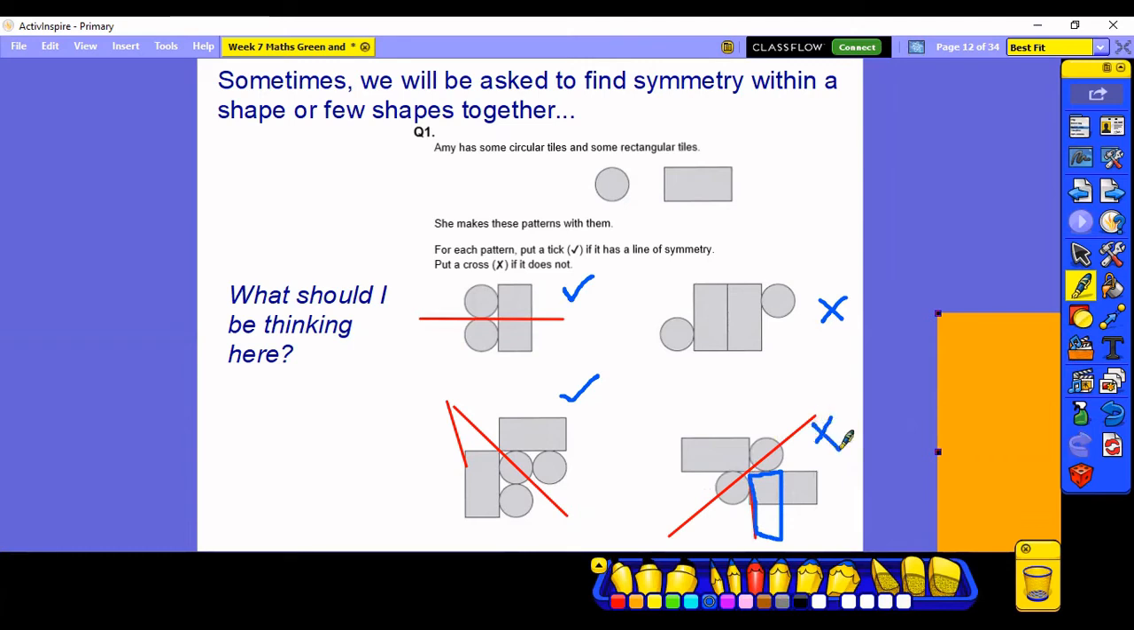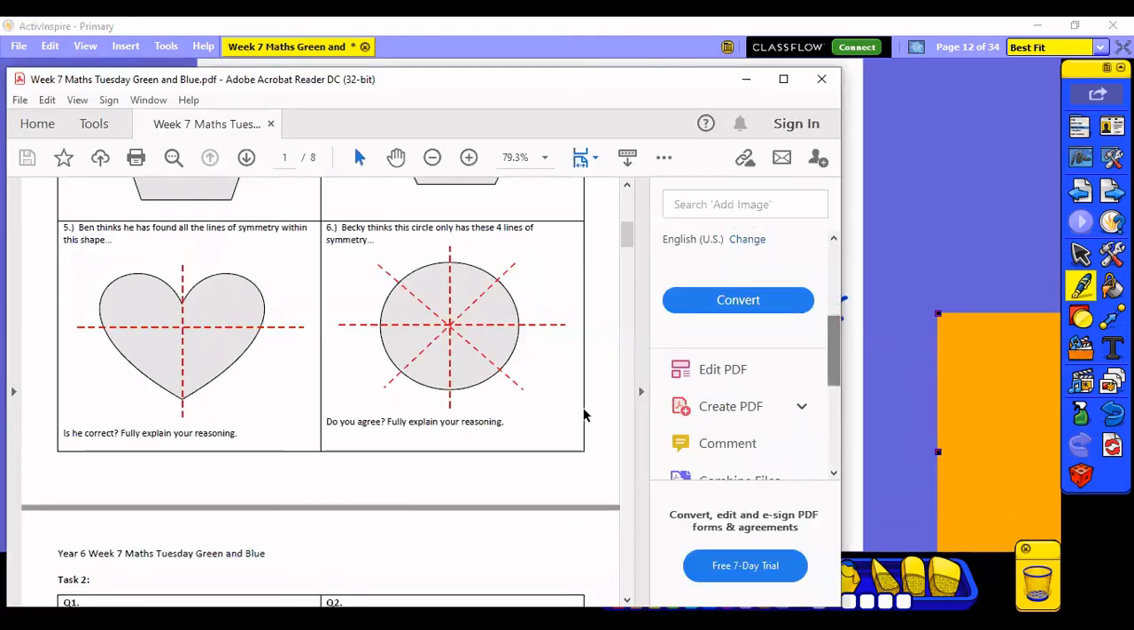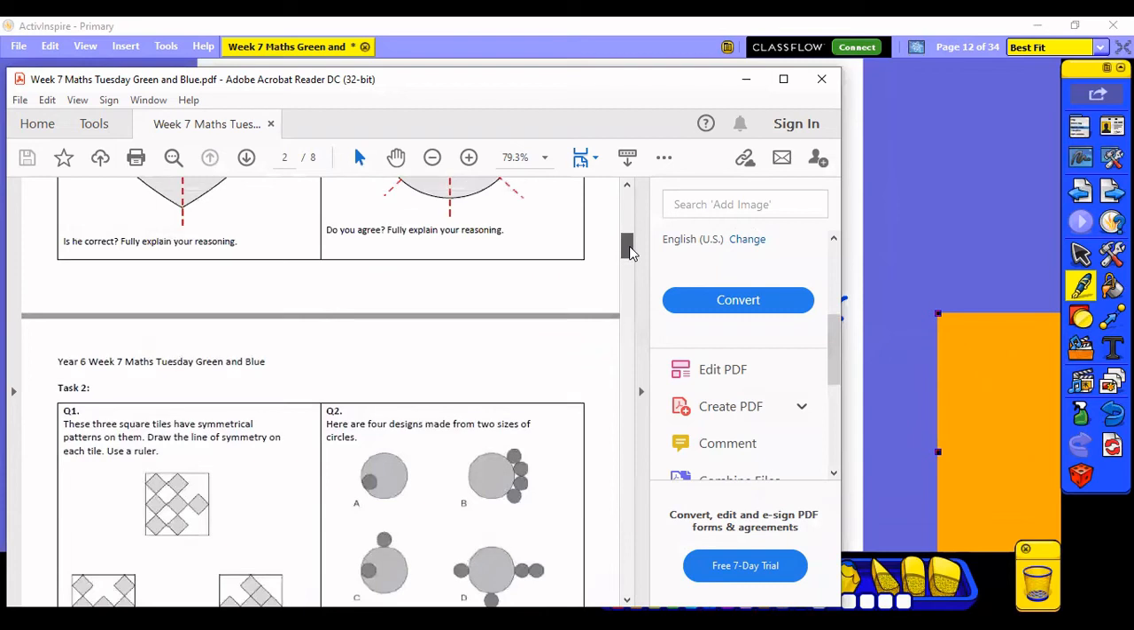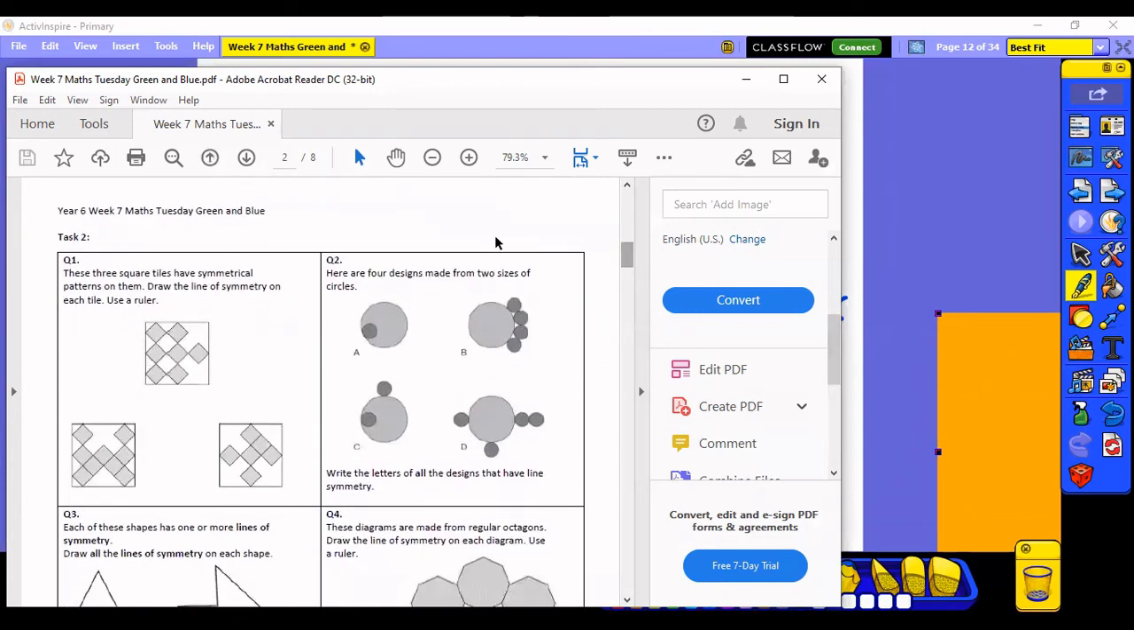So a lot of this is about using your vertical and horizontal lines as a starting point, but also looking at turning the paper so you can investigate whether there is any diagonal lines of symmetry that can be found in the shapes and the patterns that are being created. So with that in mind, I'd like you to pause the video, and if you can then have a go at task 2. When you're ready, I will go through task 3.